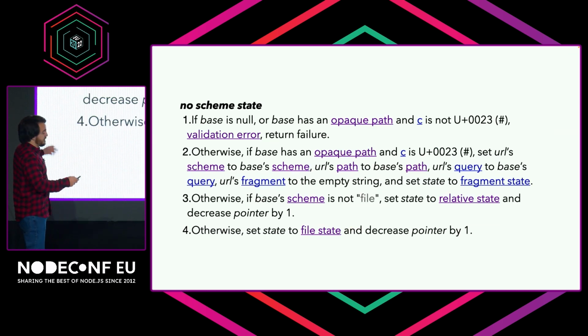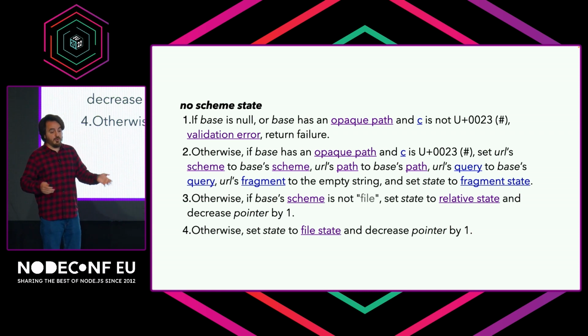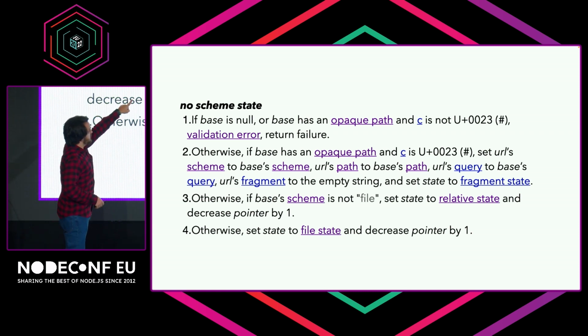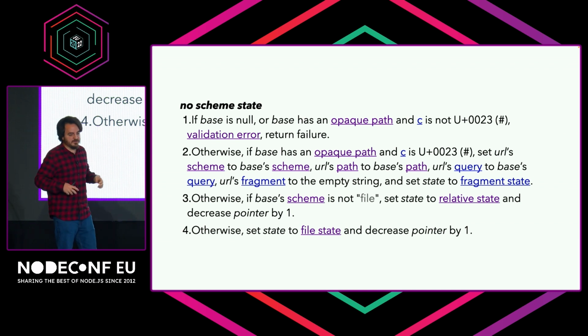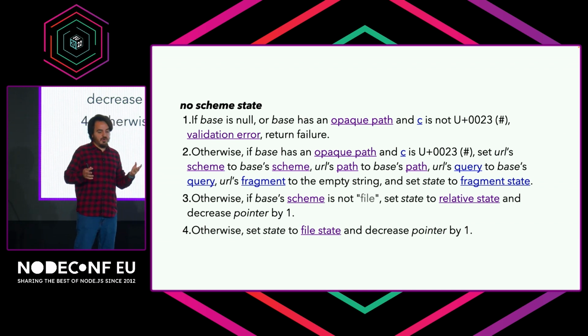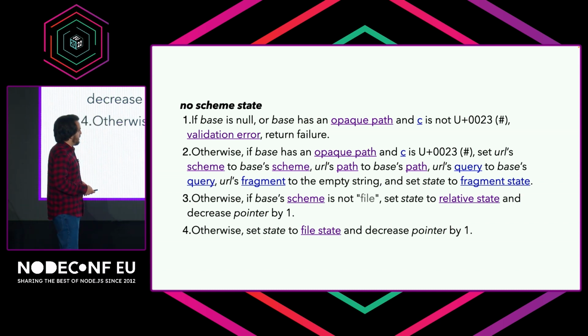So this was the first one. This was the second one, no scheme state. If the base is null, and the base is an opaque path, by the way, those underlined lines are actual links. If you click on it, then it will lead to a much more in-depth description about what an opaque path is, what is a validation error, what makes a fragment a fragment, what is the delimiter of a fragment, and those kinds of really important things.